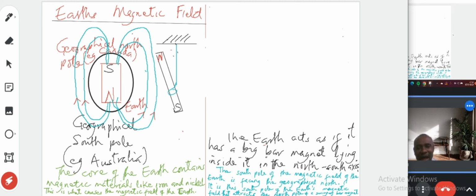I said the Earth behaves as if it has a large bar magnet in its center. This bar magnet I have here, the imaginary bar magnet of the Earth, has its south pole facing the geographical north of the Earth. You do geography. Can you mention some countries in the geographical north?